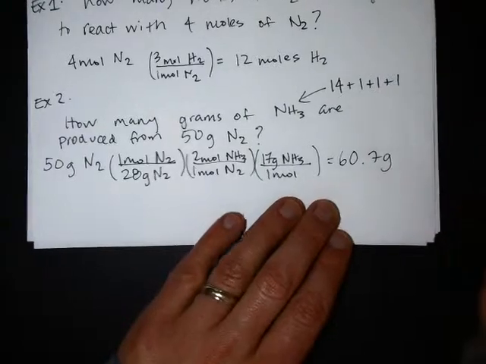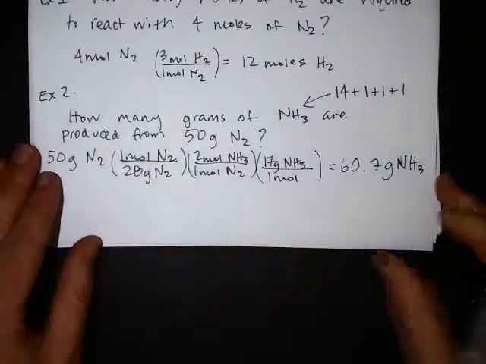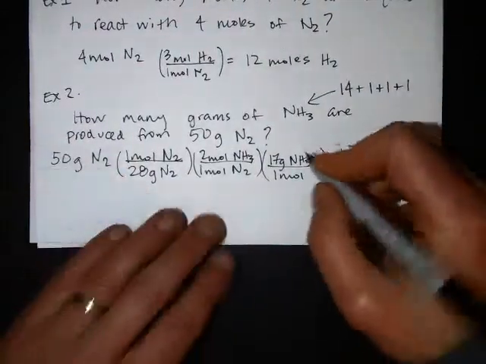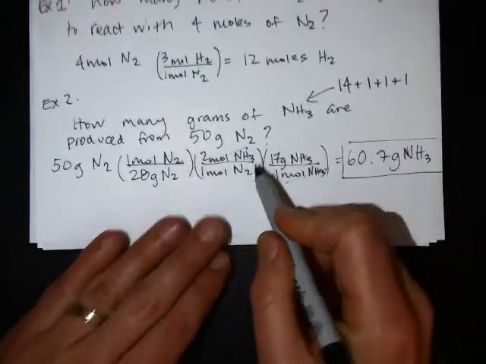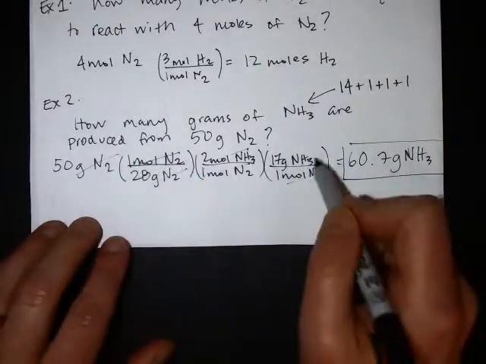It's not really enough to say grams anymore. You probably should say grams of ammonia, so everyone is very clear that you're telling everyone, yes, I know what I'm doing. Grams of ammonia. Notice, I was lazy here. Notice, moles of ammonia cancels moles of ammonia, moles of nitrogen cancels moles of nitrogen, grams of nitrogen cancels grams of nitrogen, and the only thing left is grams of ammonia.